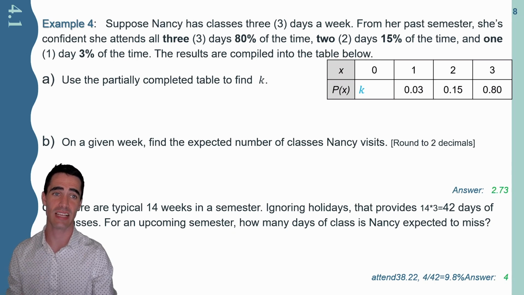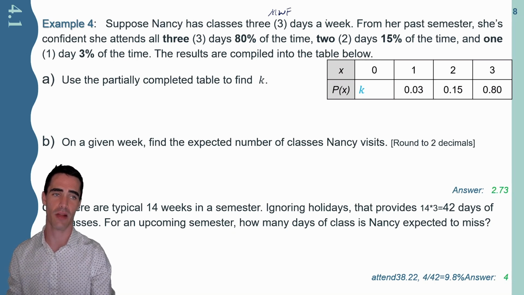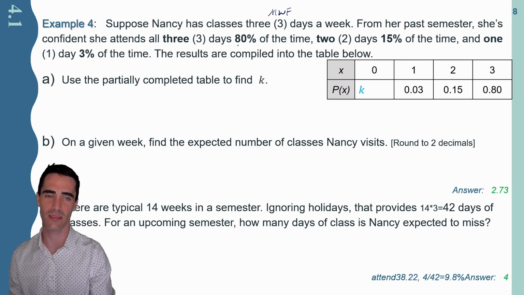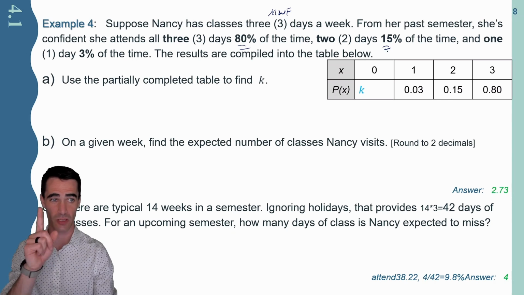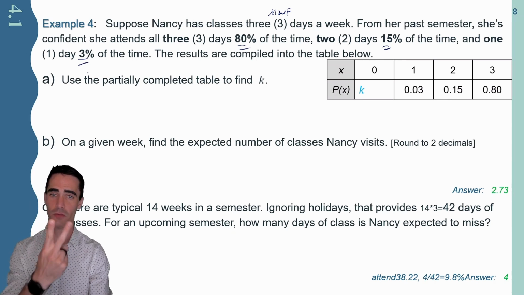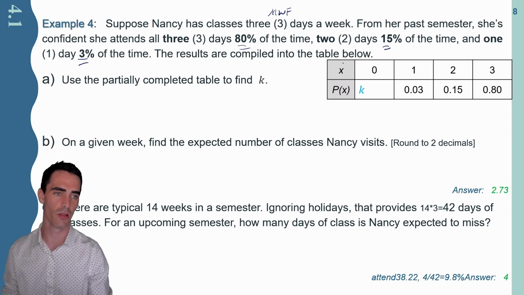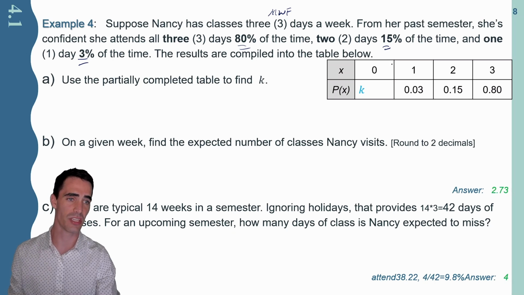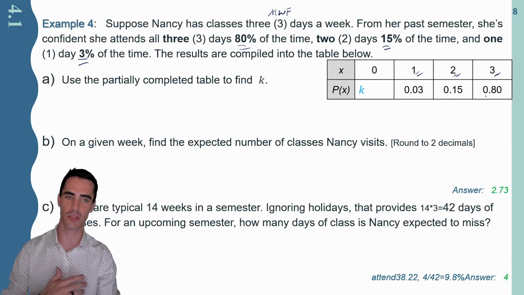Suppose Nancy has classes 3 days a week. That would be like Monday, Wednesday, and Friday. From her past semester, she's confident she attends all 3 days about 80% of the time, 2 days, 15% of the time, that's missing one class, and one day, 3% of the time, it's missing 2 days from the week. The results are compiled in the table below. And so here's our random variable. This is how many days she attends. So 1 day, 2 day, and 3 day, those probabilities were given to us.